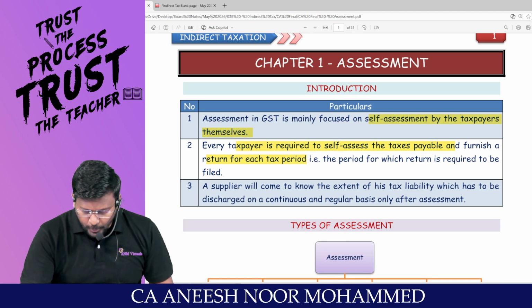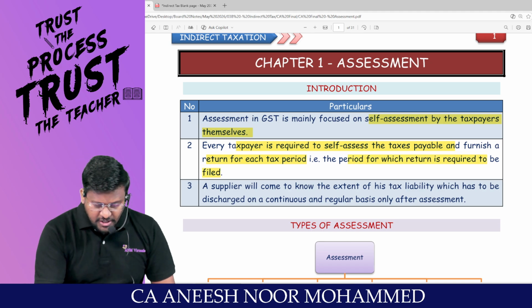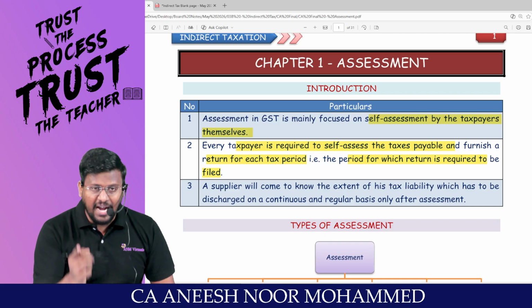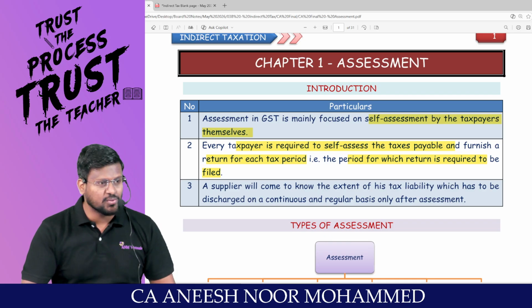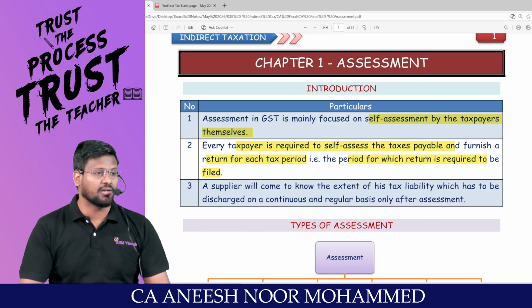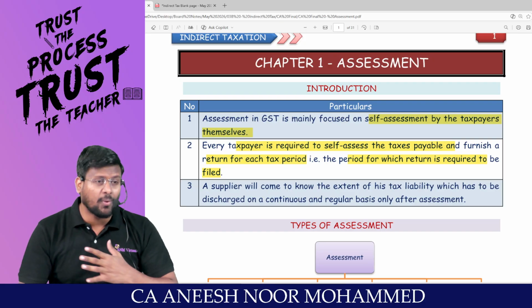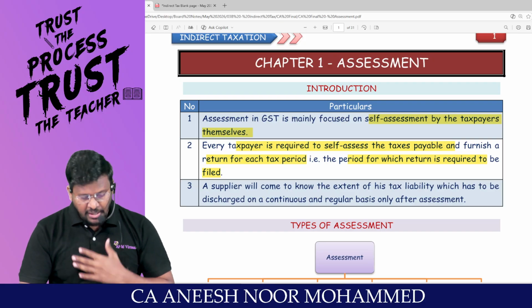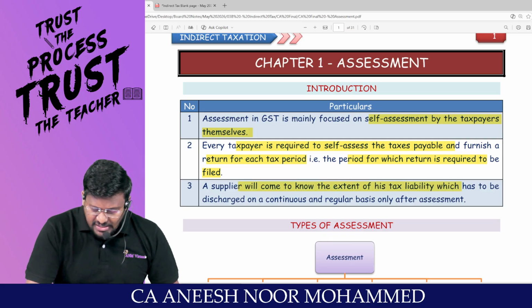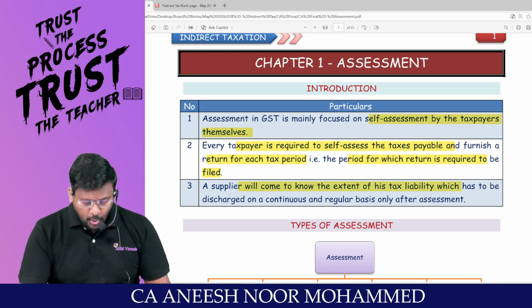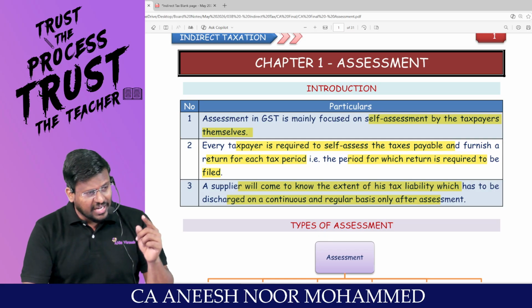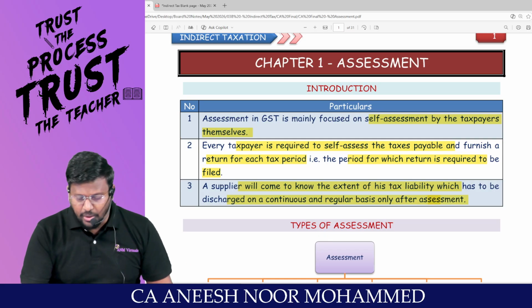That is a period for which the return is required to be filed. That means before you file the return, under section 39, that is what the 39 is, the filing of the return under GST, you are supposed to do what assessment? Self-assessment. A supplier will come to know the extent of his tax liability, which has to be discharged on a continuous and regular basis. Only after what?